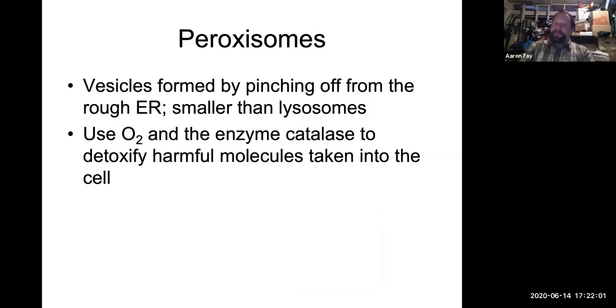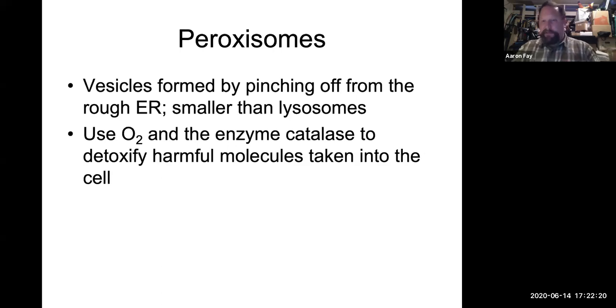Peroxisomes. Now, peroxisomes look kind of similar to lysosomes. They tend to be a little bit smaller. They're also made as little offshoots of the endoplasmic reticulum. And here they're used to detoxify what are called reactive oxygen species.